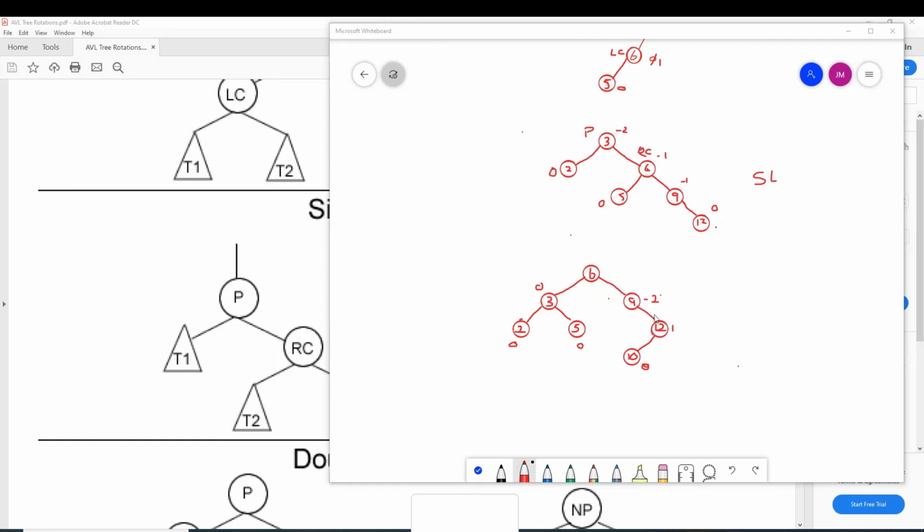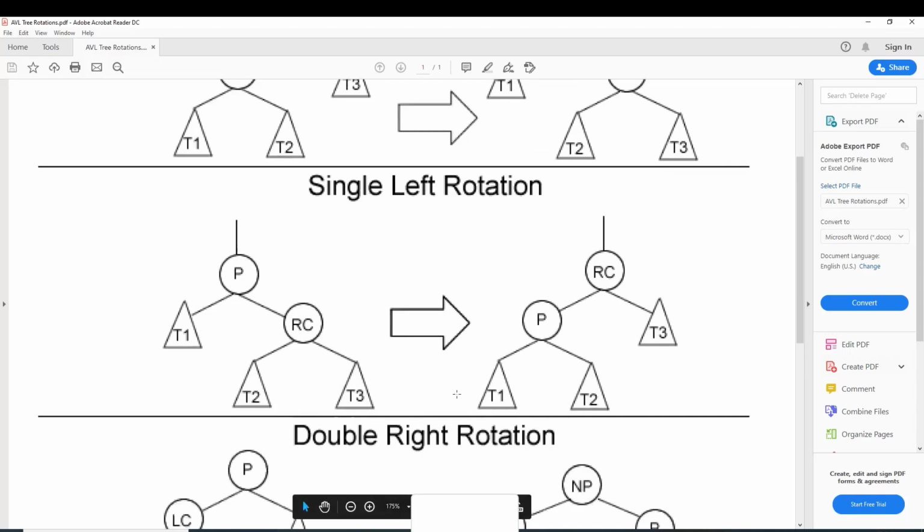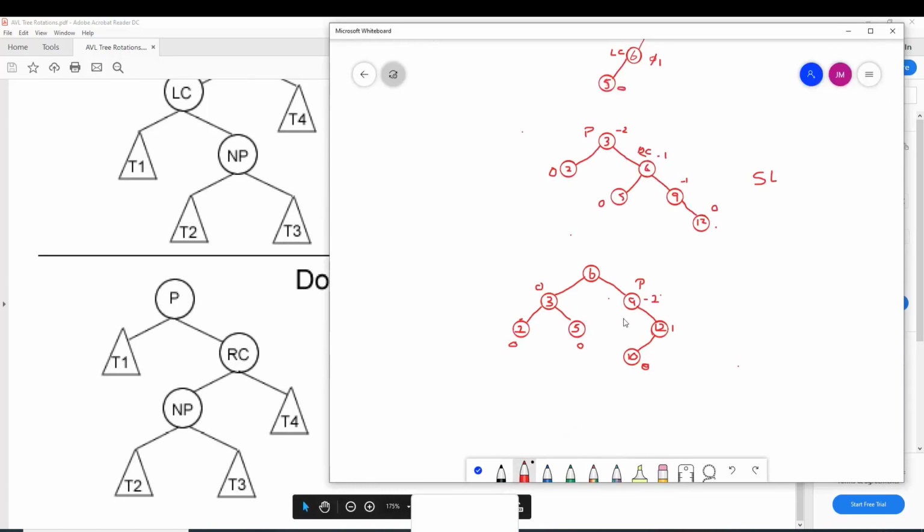So I look at this as then the parent. The parent is heavy on the right and its right child is heavy on the left. That tells me it's a double rotation. So the parent is heavy on the right and the right is heavy on the left. It's a double left rotation, double left. Okay, I need to identify a parent, a right child, and a new parent.